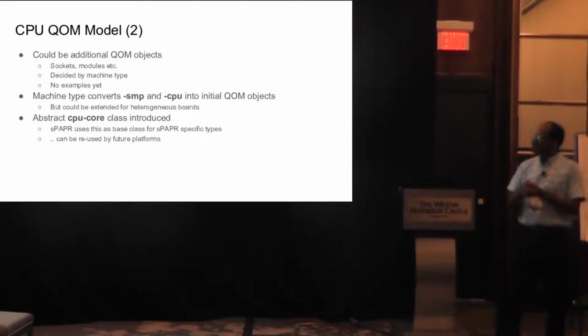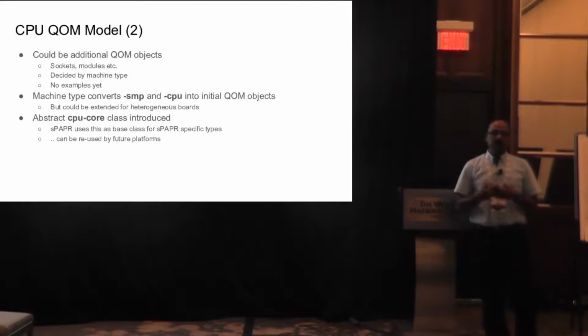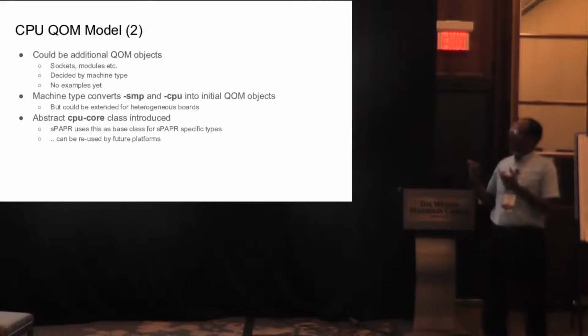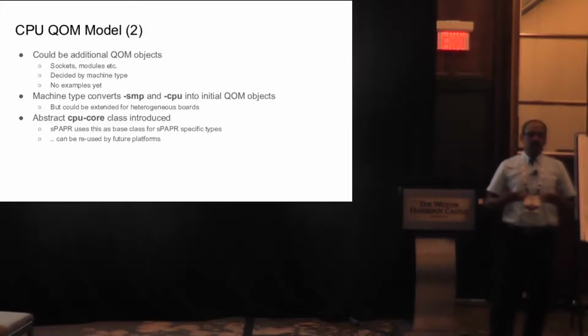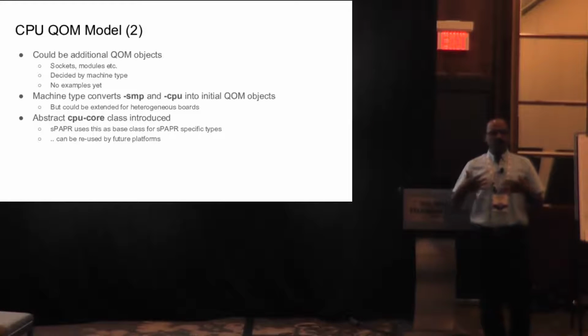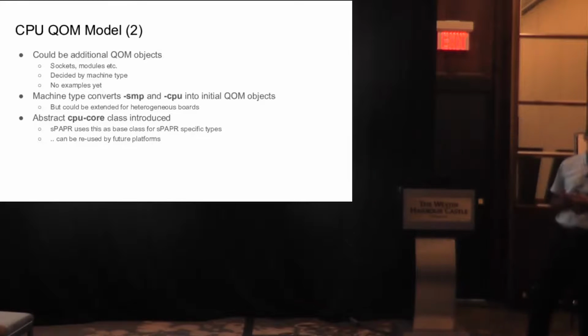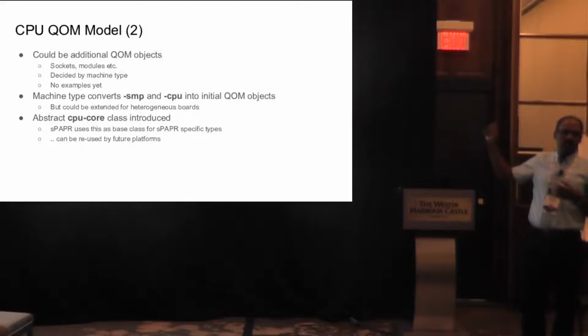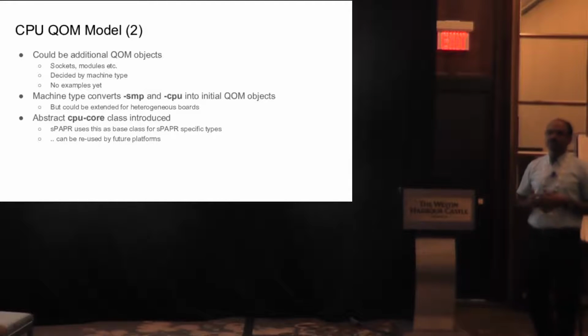So in the hotplug model, what we do is that the machine type code extracts information from these two command line options and comes up with the right number of hotpluggable CPU objects of the given CPU type. Currently, we derive the CPU type from the -cpu command line switch, but nothing prevents having some heterogeneous configurations here too.